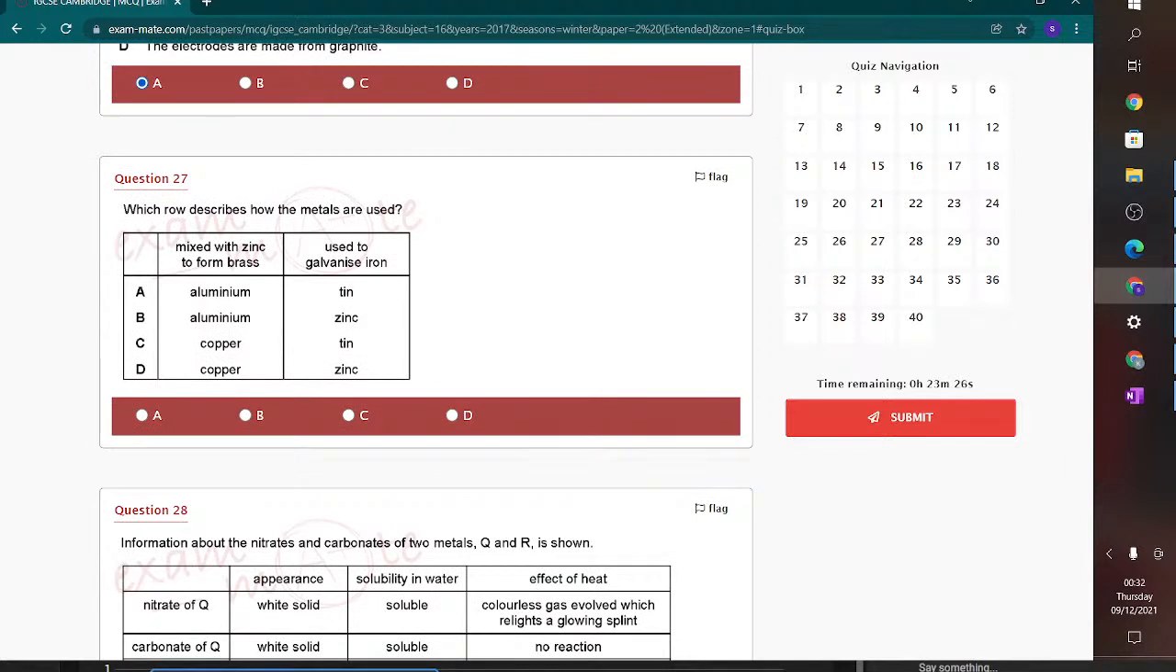Which row describes how the metals are used? Mixed with zinc to form brass. Mixed with zinc, copper and zinc. Yes, copper. Used to galvanize iron. That's zinc.